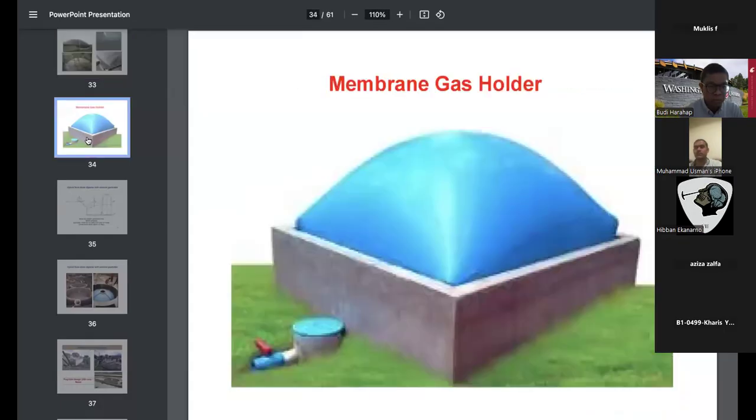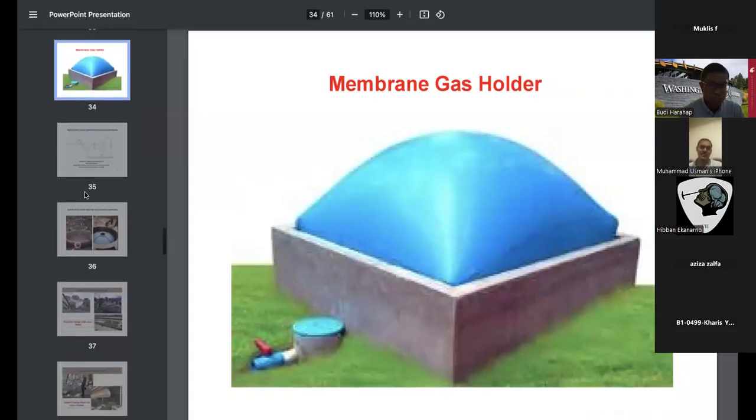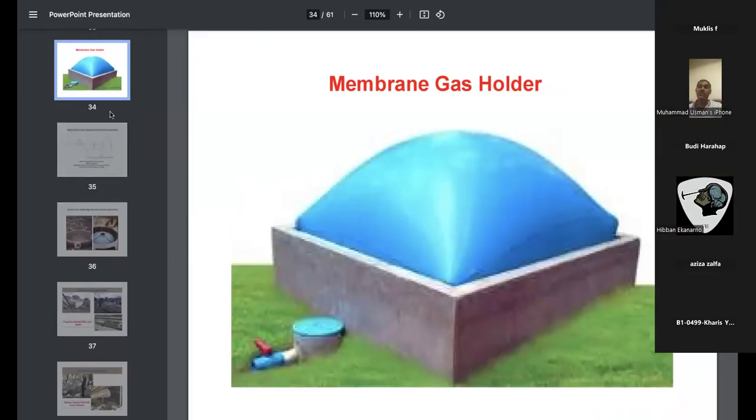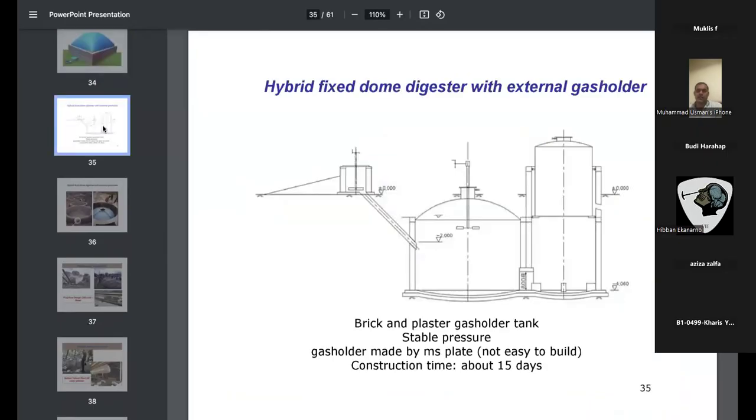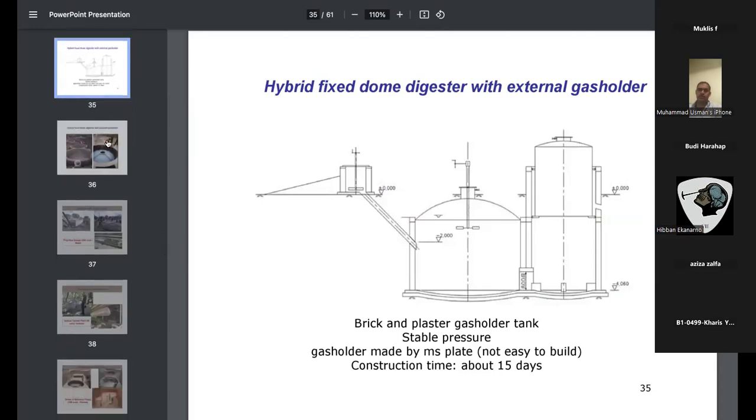Next, please. This is the sectional view of one of the biogas plants which was made in Pakistan. If you see the membrane gas holder, it is full of gas, and it is working very well in Pakistan.